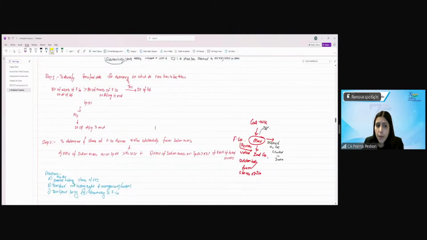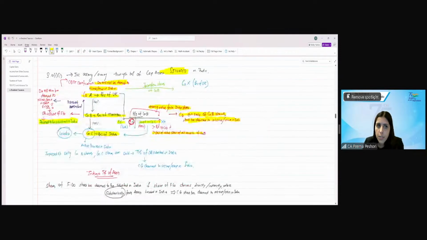So that is about the indirect transfer. Also, there is one exception: the indirect transfer provisions are not applicable if the rights of management and control are not transferred and the transferor has less than 5% shareholding in the foreign company. So basically these provisions will not get attracted if less than 5% is held in the foreign company. Let's say, for example, if company A is holding less than 5% in company B, there will not be any indirect transfer provisions attracted in that case. Or if company A is not having any management or control rights. Fine. In those cases, indirect transfer will not get attracted.